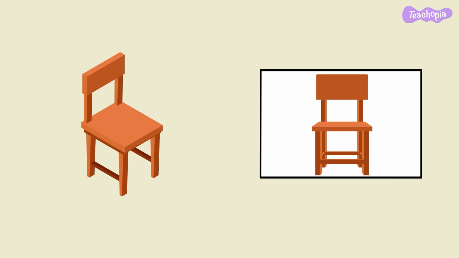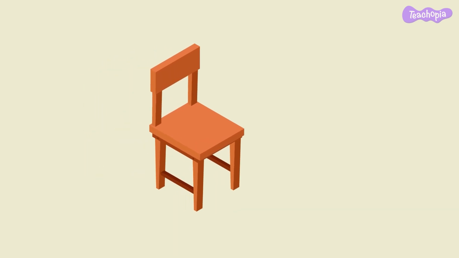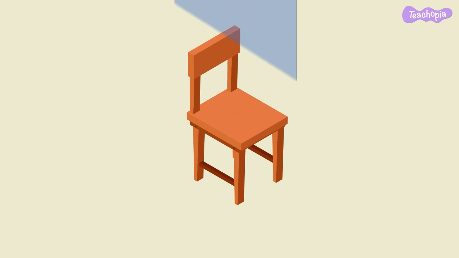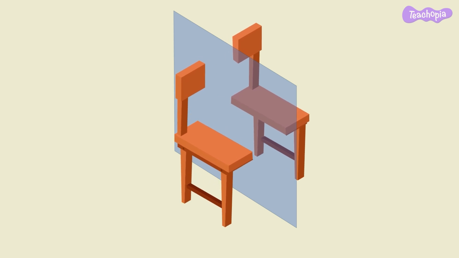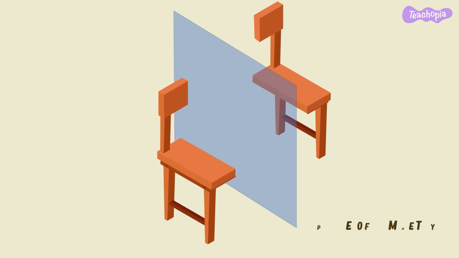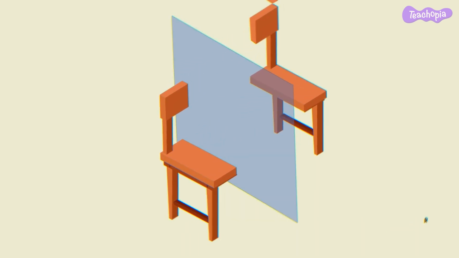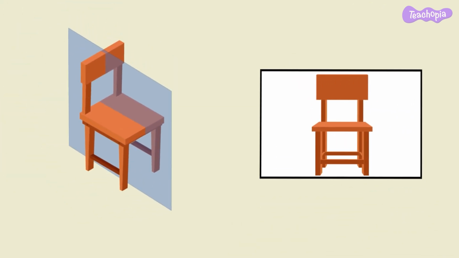For all 3D objects, we can use a plane surface to divide them. This chair can be divided into two symmetrical halves using a plane surface as shown. This plane is called the plane of symmetry. So, if the chair has a plane of symmetry, a photograph of a chair taken in a particular way will have a line of symmetry.